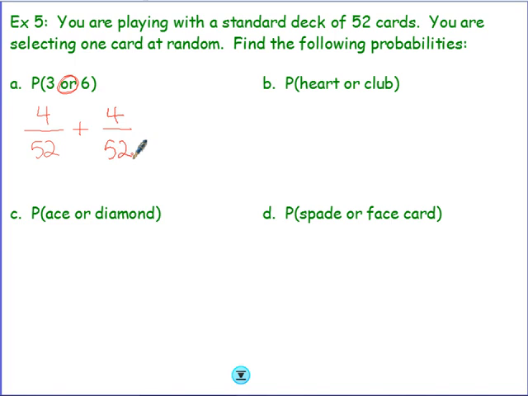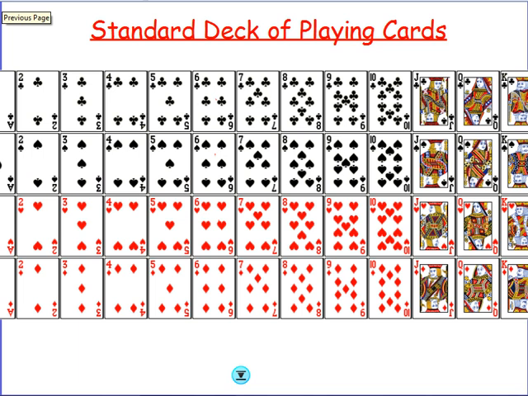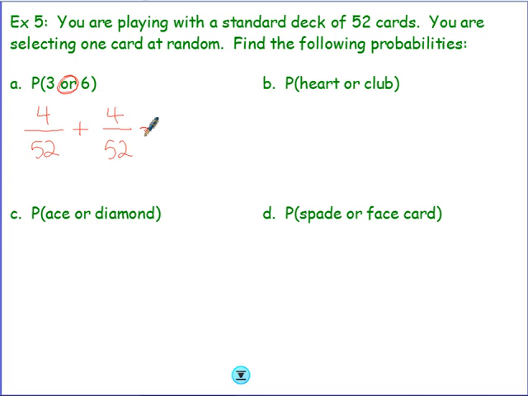Here's the big question. If I look at my deck, did I point at any of the cards more than once? And the answer is no. The 3s were over here. The 6s were over here. There are no cards that were overlapping. This is a problem where after you add, you're ready to find the answer. 4 plus 4 is 8. Don't change the denominator. This isn't multiplying. Both of those are divisible by 4. We get 2 out of 13.